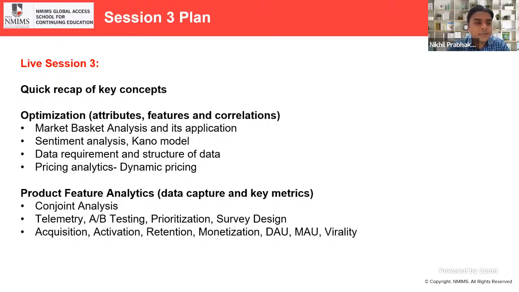Let's look at the overall plan that we have for today. We will first revisit session number 2, with a quick recap of the key concepts, and cover the churn part that I was talking about. Then we look at optimization from the product feature and price perspective. There are a lot of concepts like market basket analysis, sentiment analysis, and capturing the product data itself. How can we do the surveys? What are the metrics which can be looked at? And which are the tools which can be used for capturing these aspects and then taking decisions on the basis of this? This is what we will be discussing in our session today.